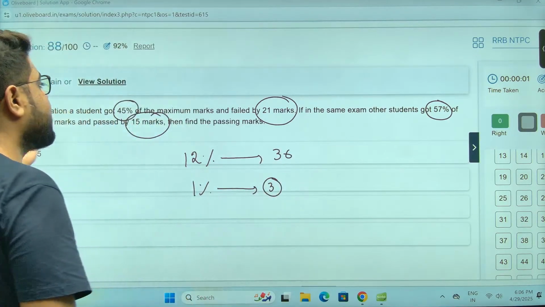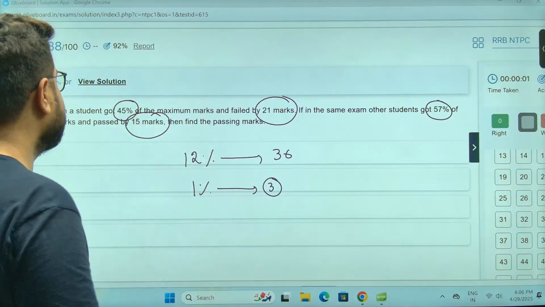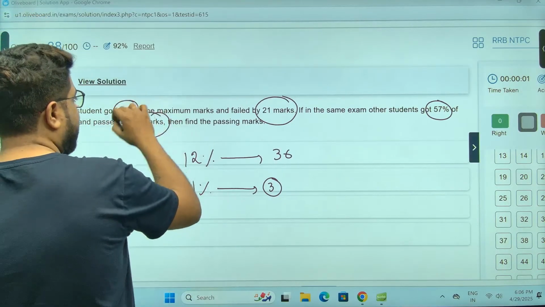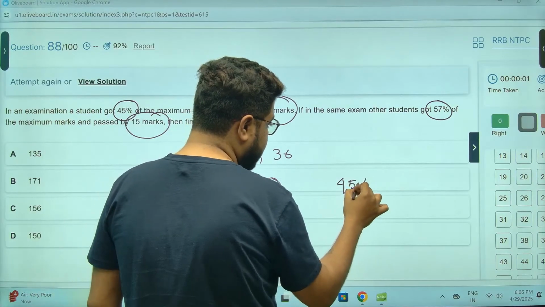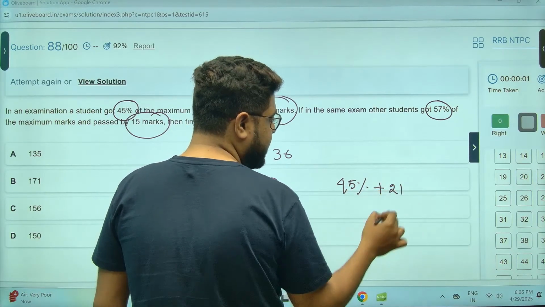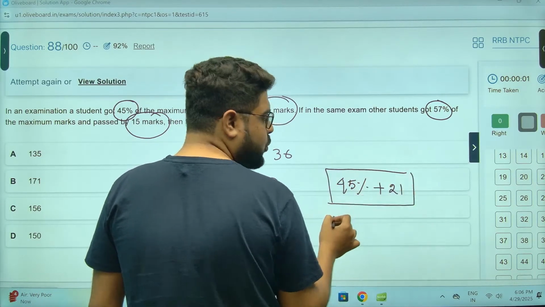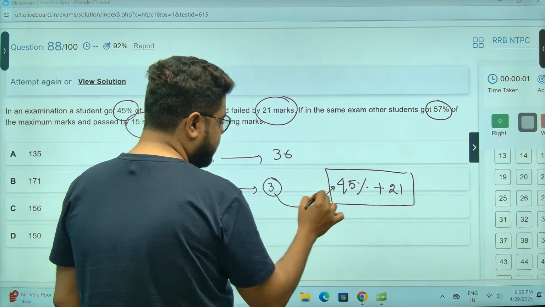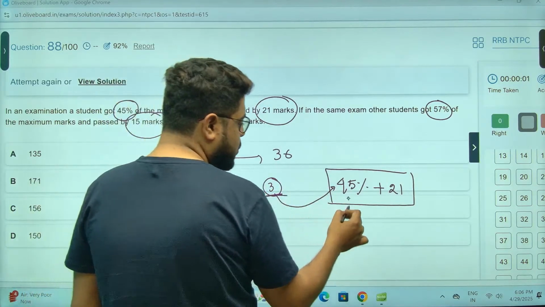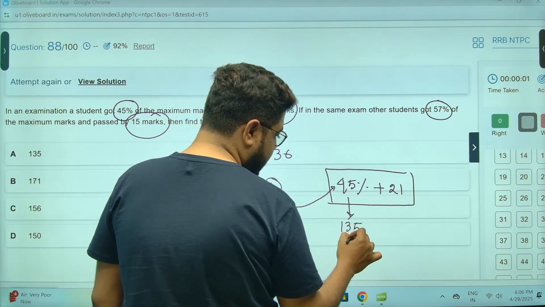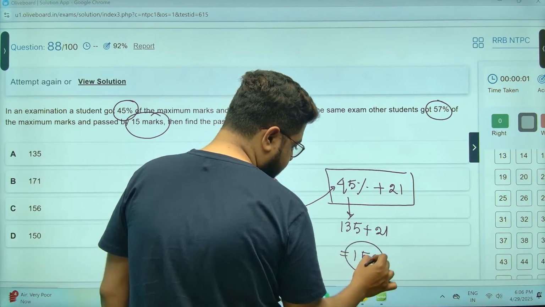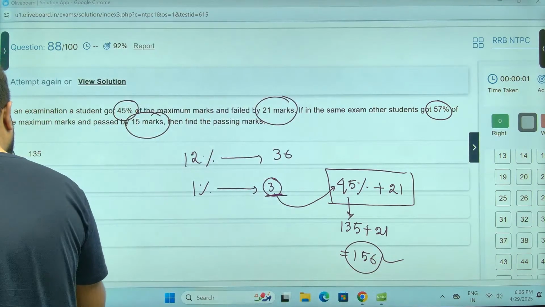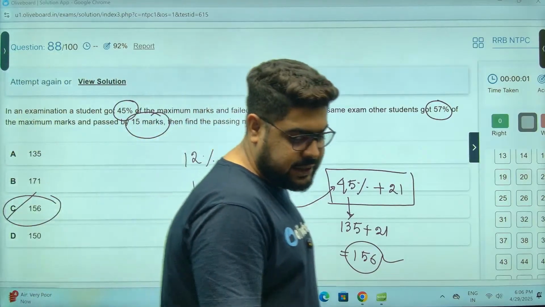And passing marks you can calculate from any of the situations. For 45% and failed, passing marks will be 45% plus 21. How to do this? 45 into 3, every percent is 3. So 135 plus 21 is 156 marks. That is your answer. Option C.